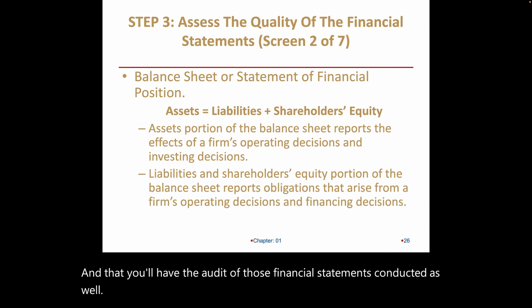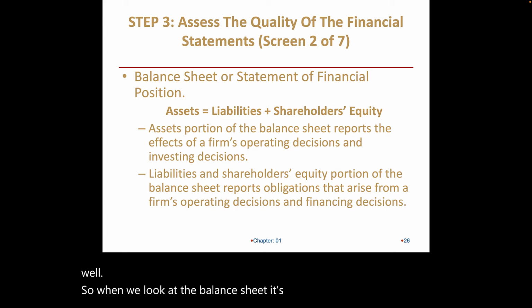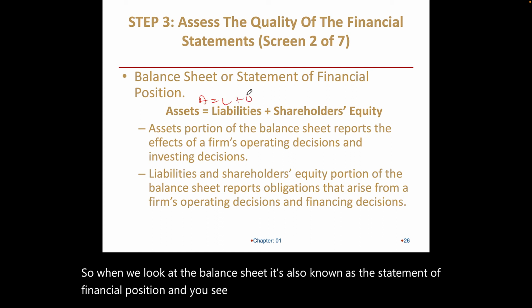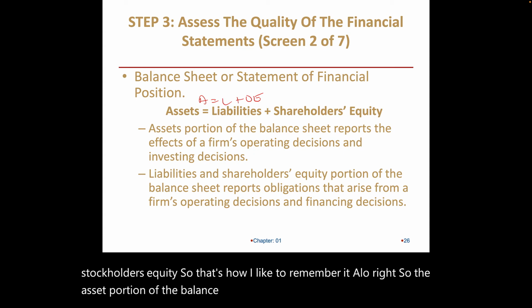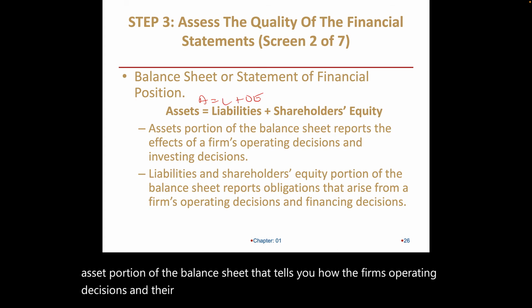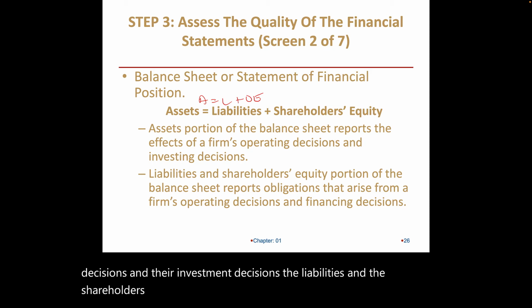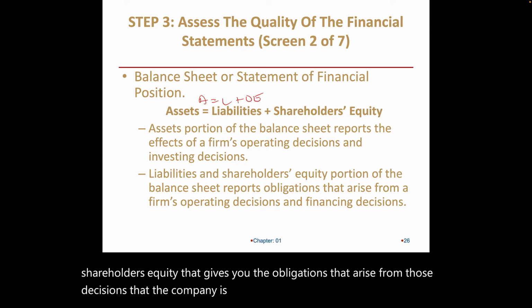So when we look at the balance sheet, it's also known as the statement of financial position, and you see assets equal liability plus owner's equity or stockholders' equity. So that's how I like to remember it, ALO, right? So the asset portion of the balance sheet tells you the firm's operating decisions and their investment decisions. The liabilities and the shareholders' equity give you the obligations that arise from those decisions that the company is making and how they are financing those obligations.